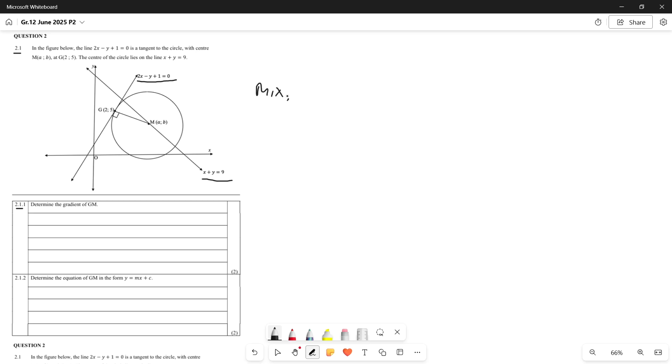So we have to manipulate this straight line equation and then use m1 times m2 = -1. Once we make y the subject, y = 2x + 1, with y-intercept (0; 1). The gradient is 2, which means 2 times m2 = -1. Dividing by 2, m2 = -1/2, so the gradient of GM is -1/2. And that is our final answer.